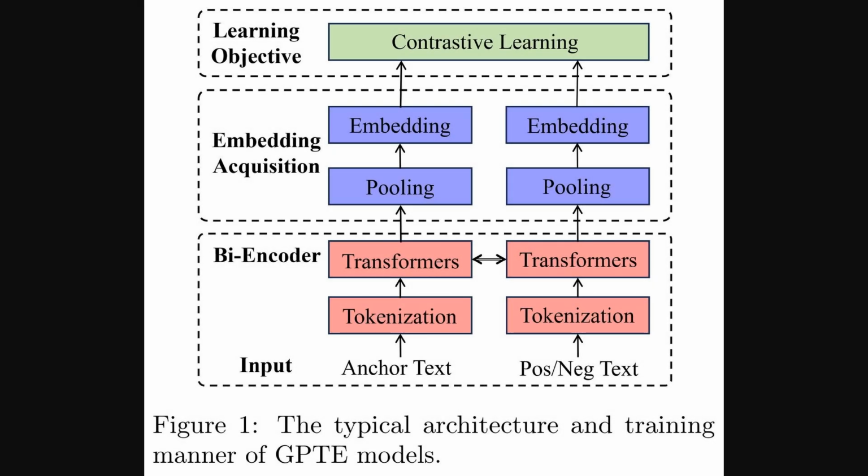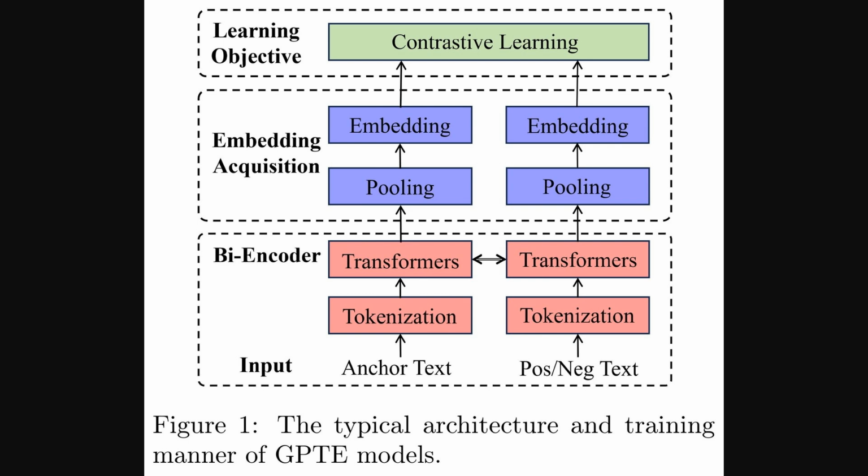So, to really get into the mechanics, the authors provide this great diagram of the typical architecture for these general-purpose text embeddings. It's what's known as a bi-encoder architecture, processing two pieces of text in parallel. Each text goes through a transformer, and then a pooling step condenses the output into a single vector. The whole system is then trained using contrastive learning.